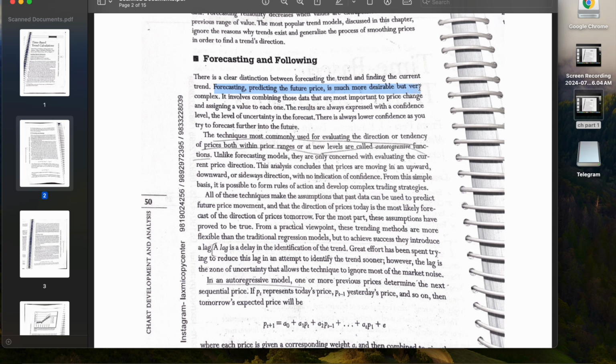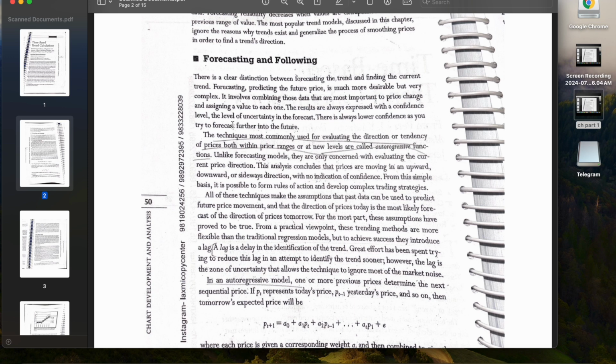It is desirable, but it's very complex. We really don't know what might happen tomorrow. We really can't predict what exactly might happen to the price of a particular instrument. Whenever we forecast something, it is based on past data, and that's the reason why we backtest. But just because backtesting data is showing a particular signal, that doesn't mean it's always going to be true in the future as well.